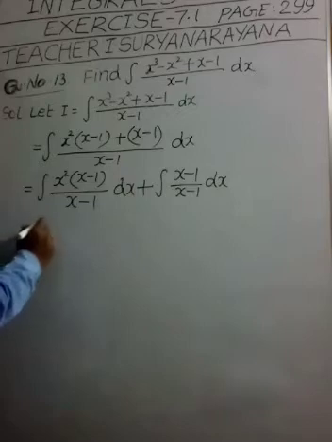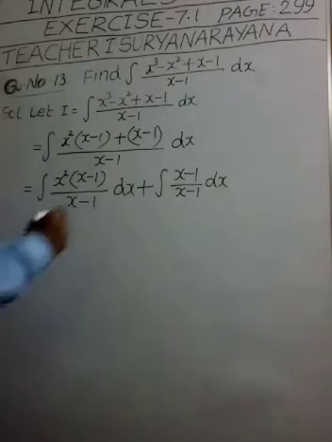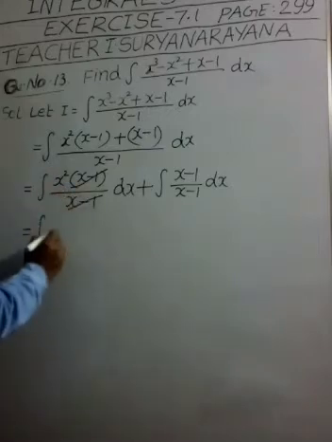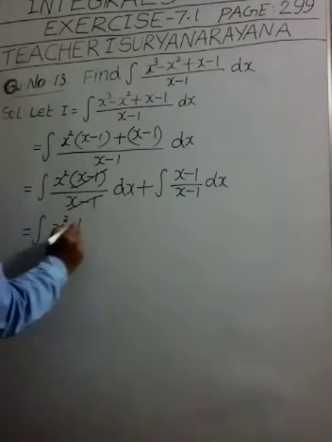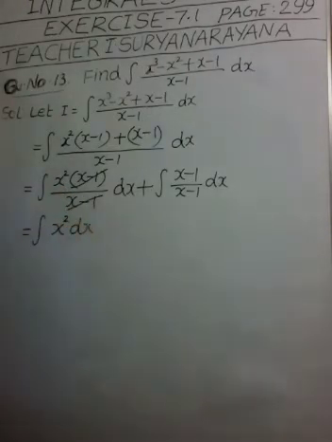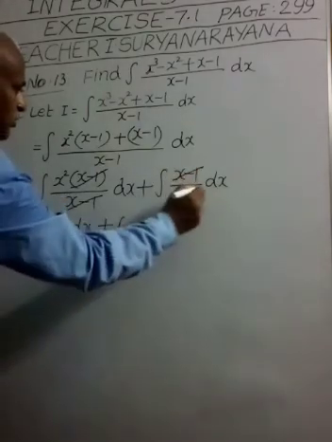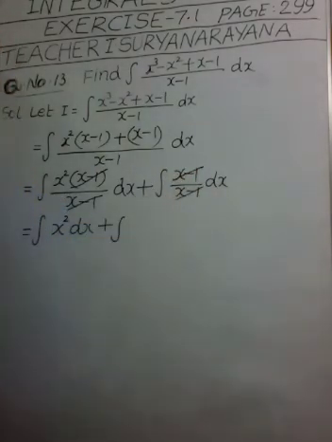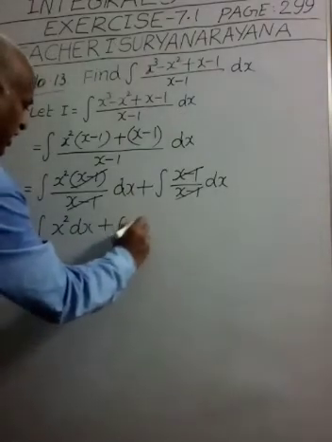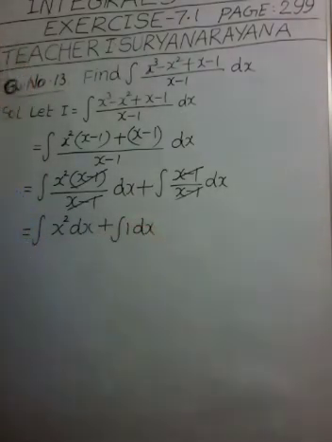Right. So in the integral here, x minus 1 gets cancelled. Then what will we get here? x square dx. We simplified the function. Okay, my children? Understood this first term. Right. Plus integral, here also x minus 1 gets cancelled. 1 dx. Integral 1 dx. Understood the second term, my children?